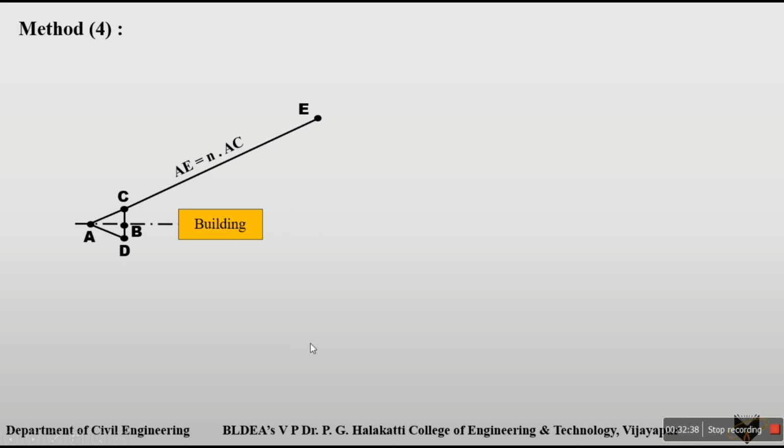Similarly on this side, extend AD to a convenient length. Here also, for fixing the F point, the distance AF is equal to n times the AD. This n and the earlier n will be the same. Clear? Then you have to join this E point and F point, holding the tape or chain, you join E and F.